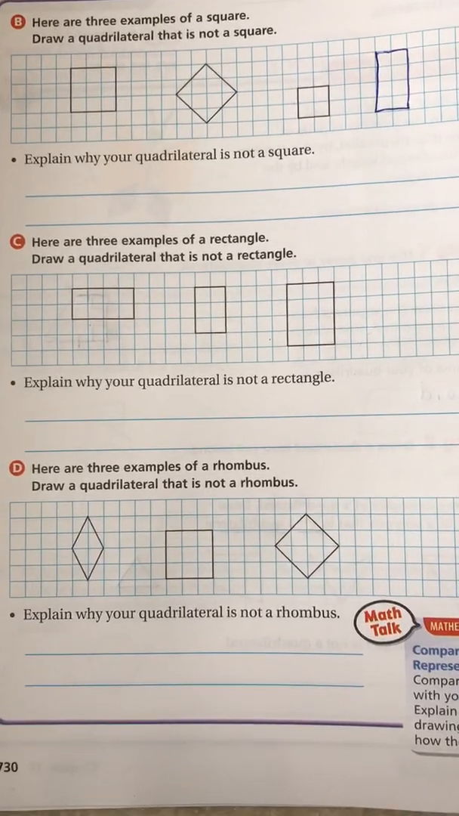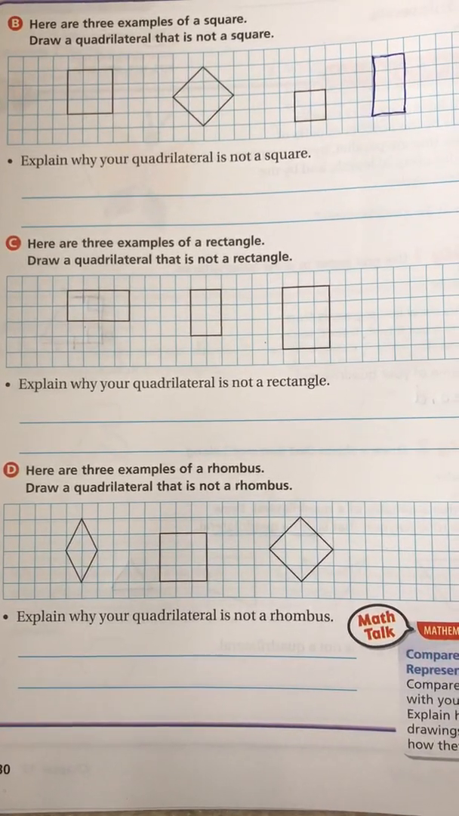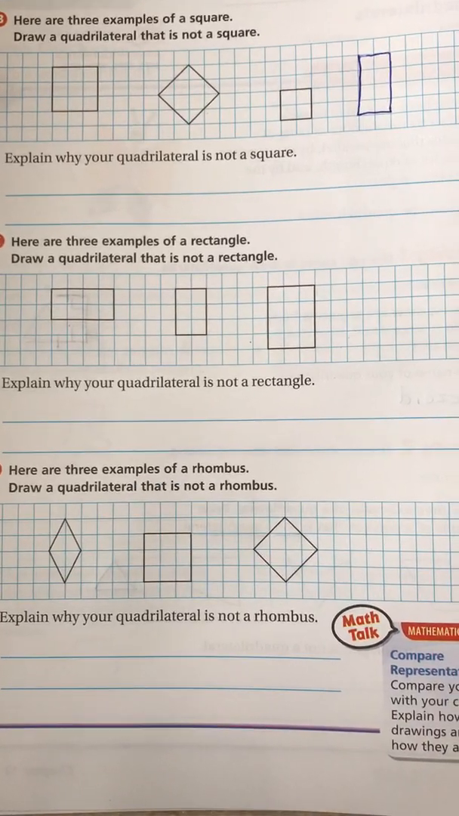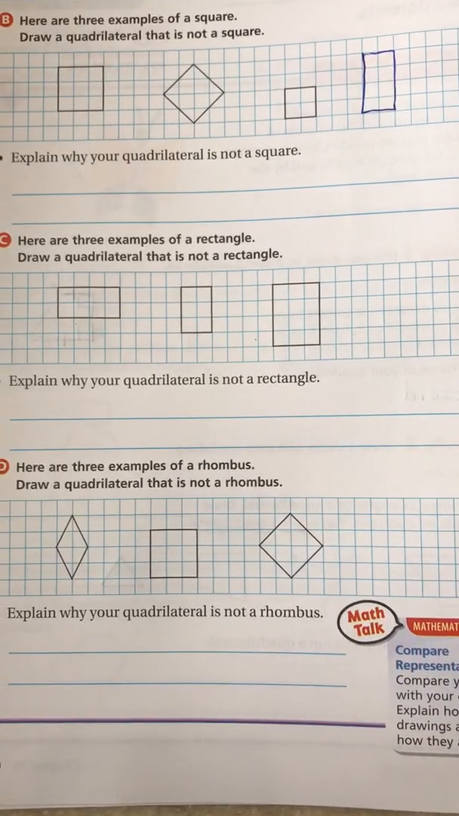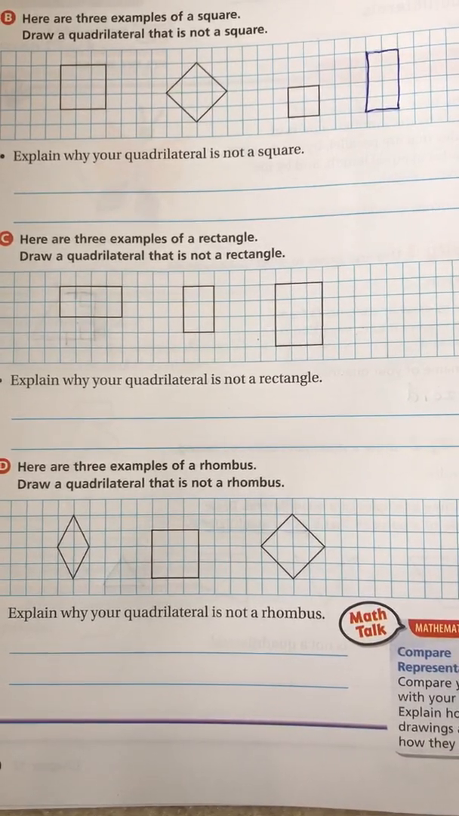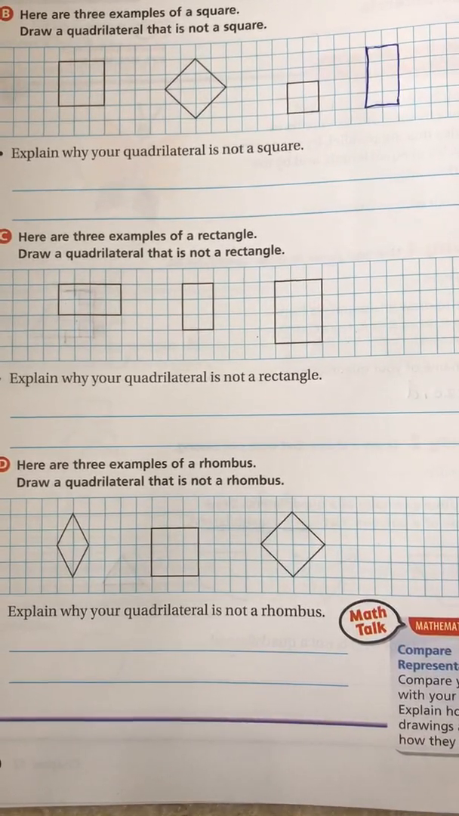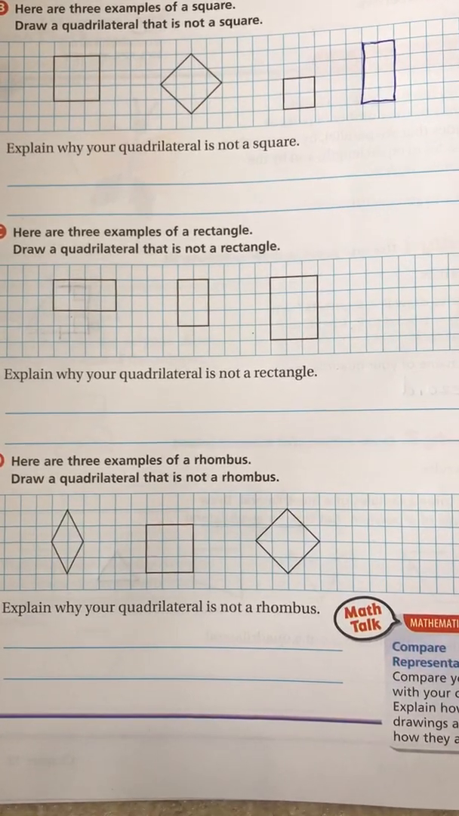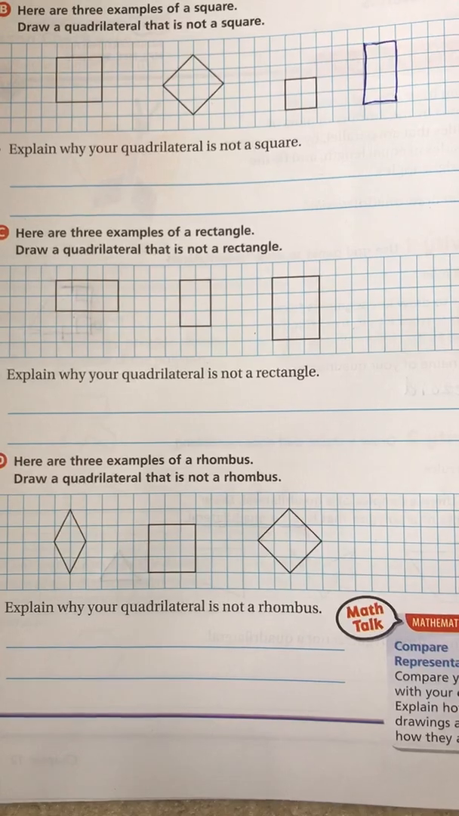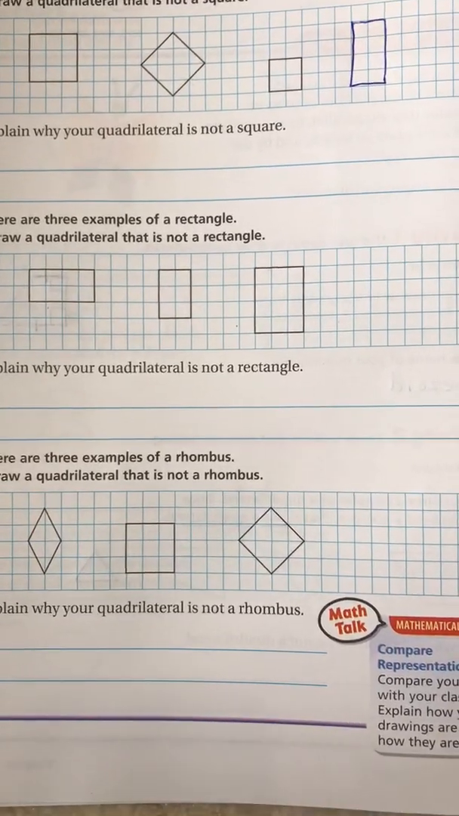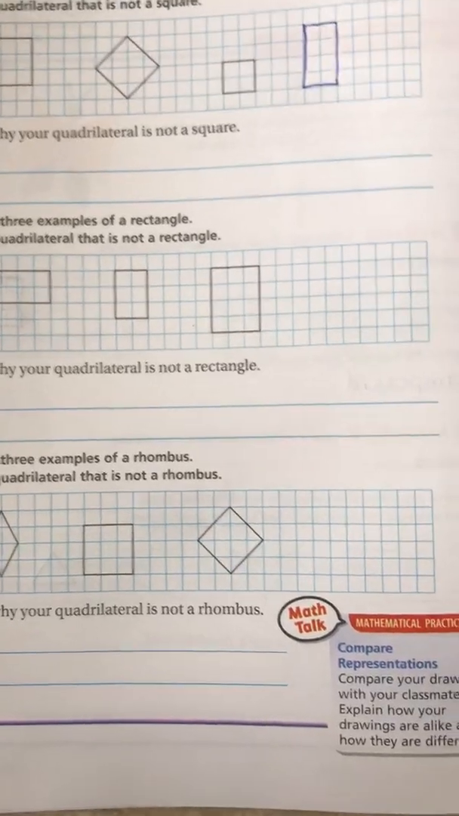Okay, C. Here are 3 examples of a rectangle. Draw a quadrilateral that is not a rectangle. Well, remember, we cannot draw a square because a square can be classified as a rectangle. It has 4 right angles and 2 pairs of opposite sides that are parallel. So I could draw a trapezoid.